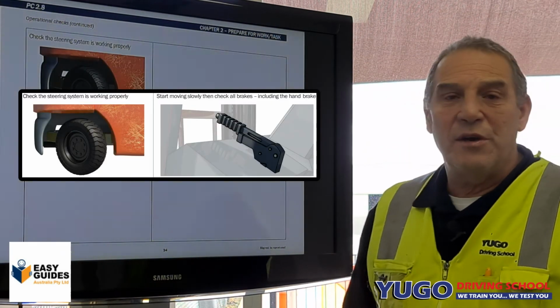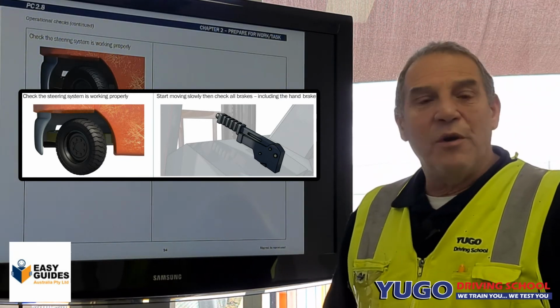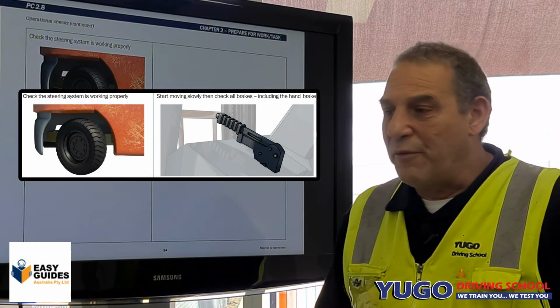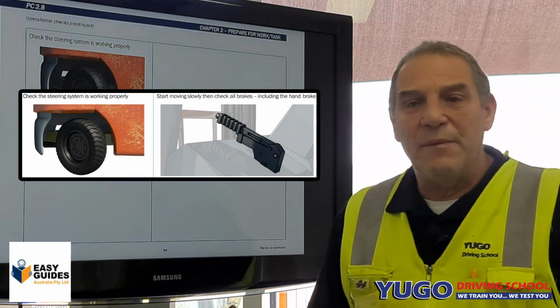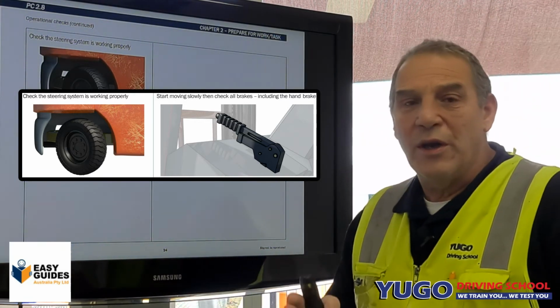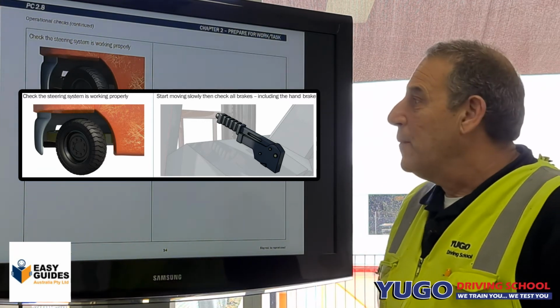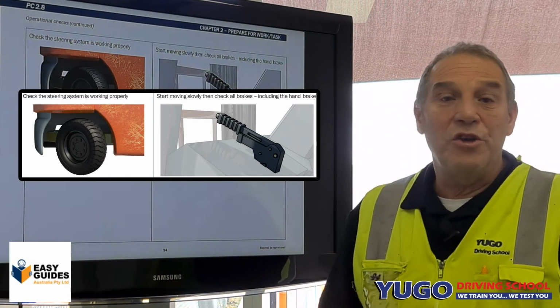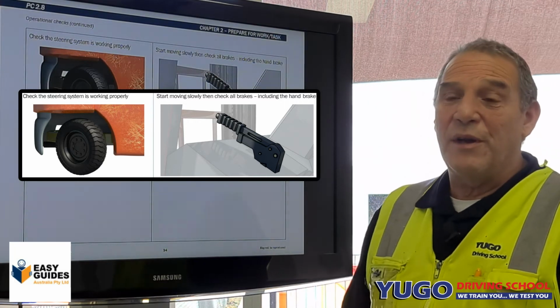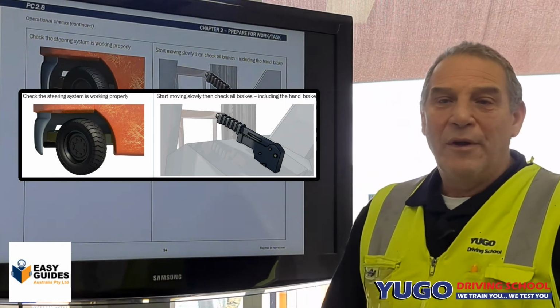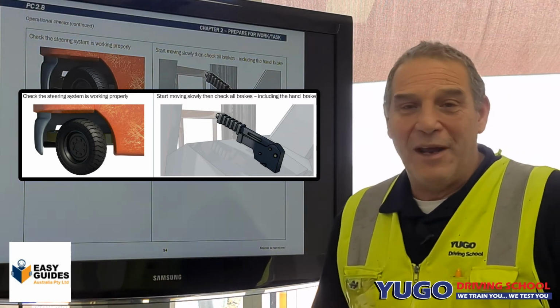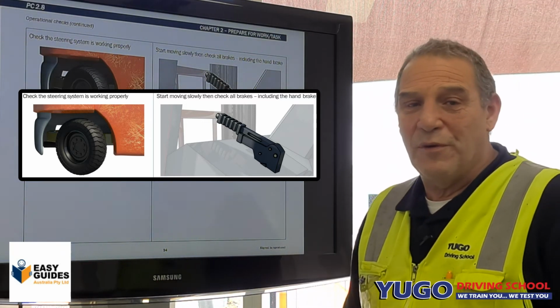You want to check your steering. You check your steering while you're moving. You travel forwards and you travel in reverse. Check your steering at the same time, making sure it's turning correctly. You check your handbrake. You check your handbrake while stationary. Do not drive your forklift and plant your handbrake on. For sure, you're going to have an accident or do some damage to your forklift.